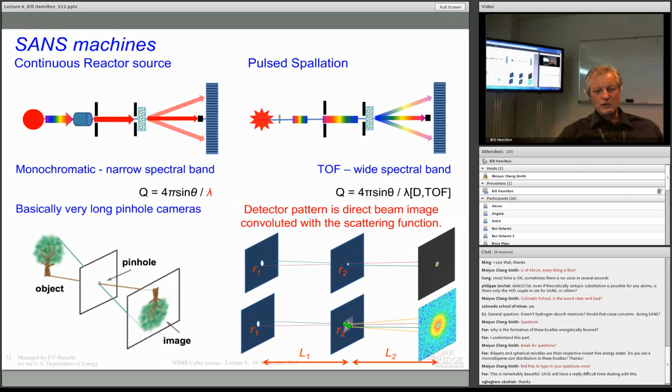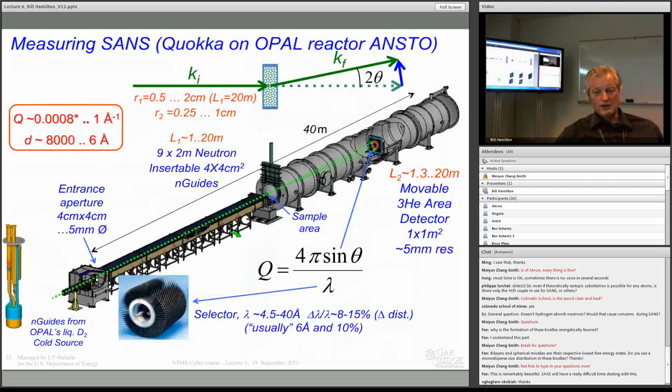In more formal terms, you have to put in the pinhole optics of the thing, but what is happening is the detector pattern is the direct beam image convoluted with the scattering pattern, or the scattering function. So what does it look like? Well, another picture pretty much like the ones I already showed you.